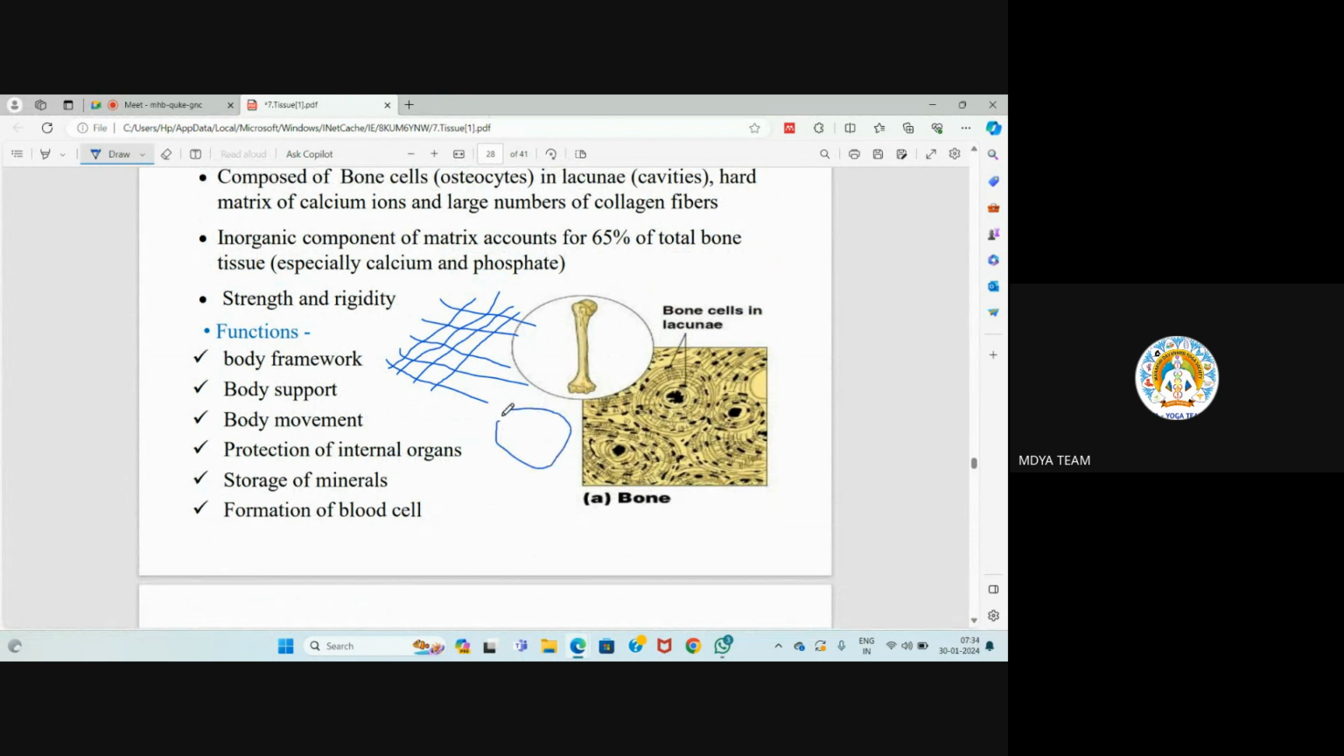Just imagine this is the transverse section of bone. Okay, transverse section means if we cut the bone from here, then we will see that this is the outer layer of bone, and inside this layer we can find a hollow part, and this hollow part is covered with a matrix. Okay, and this matrix is known as bone marrow.